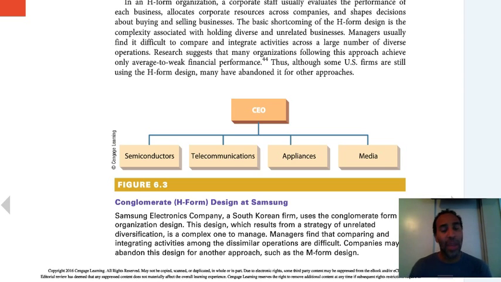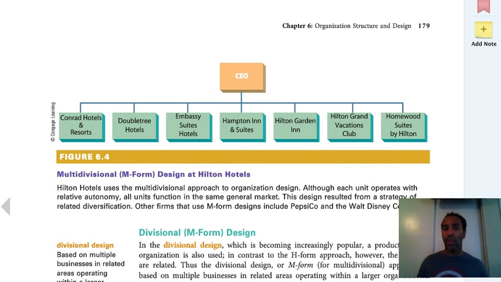So it's a complex one to manage. Everybody can't do it. Managers find that comparing and integrating activities among the dissimilar operations are difficult. Companies may abandon this design for another approach, such as the M-form design, right? But I'm sure it does work for some companies.